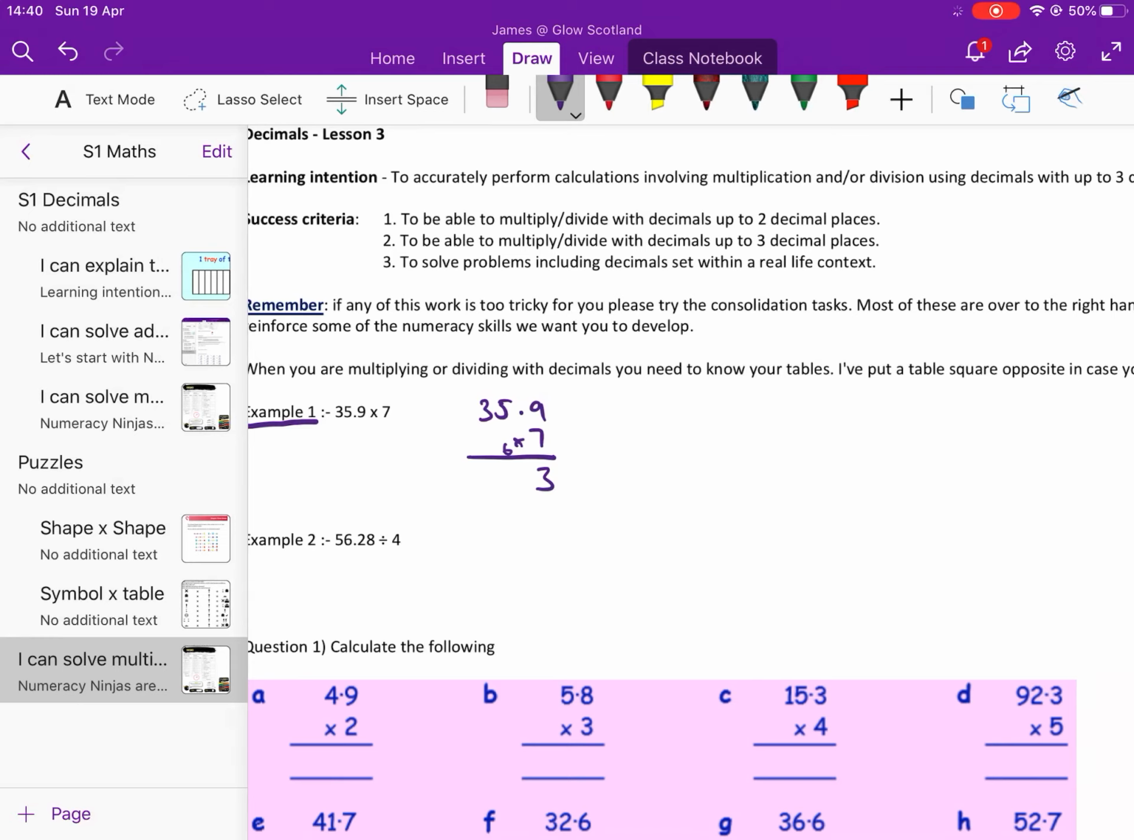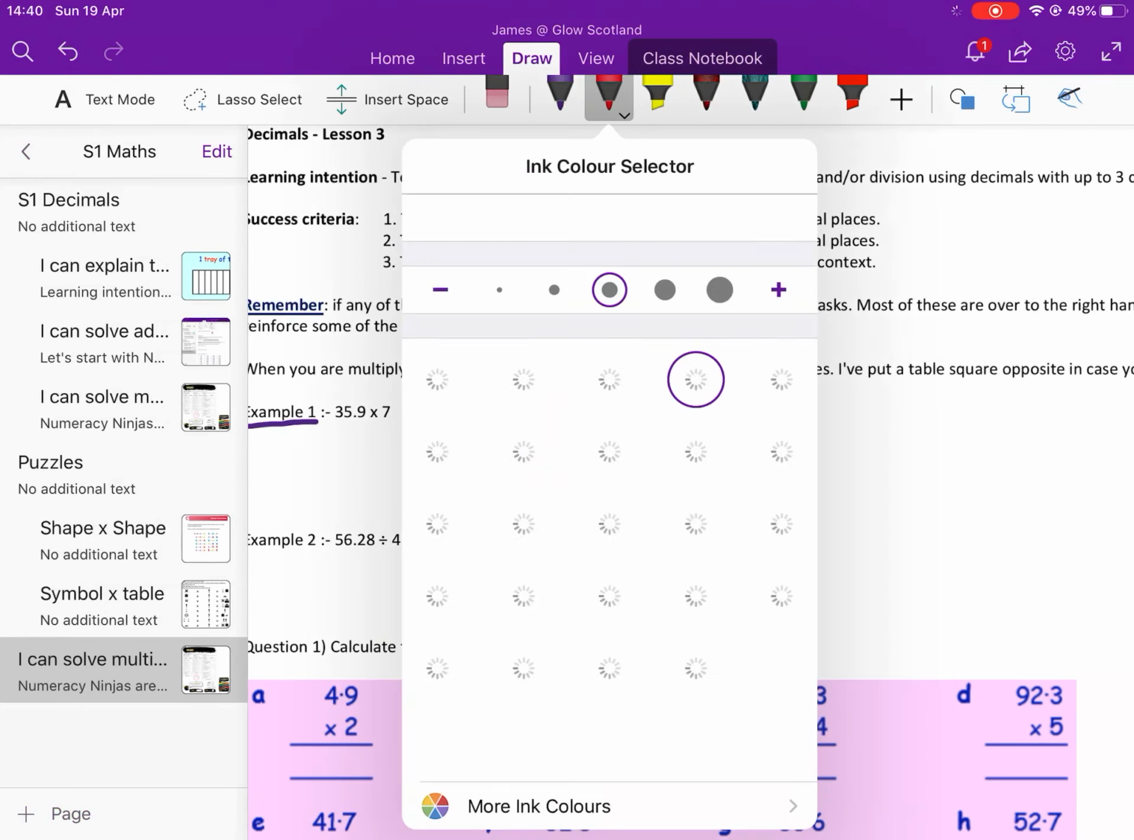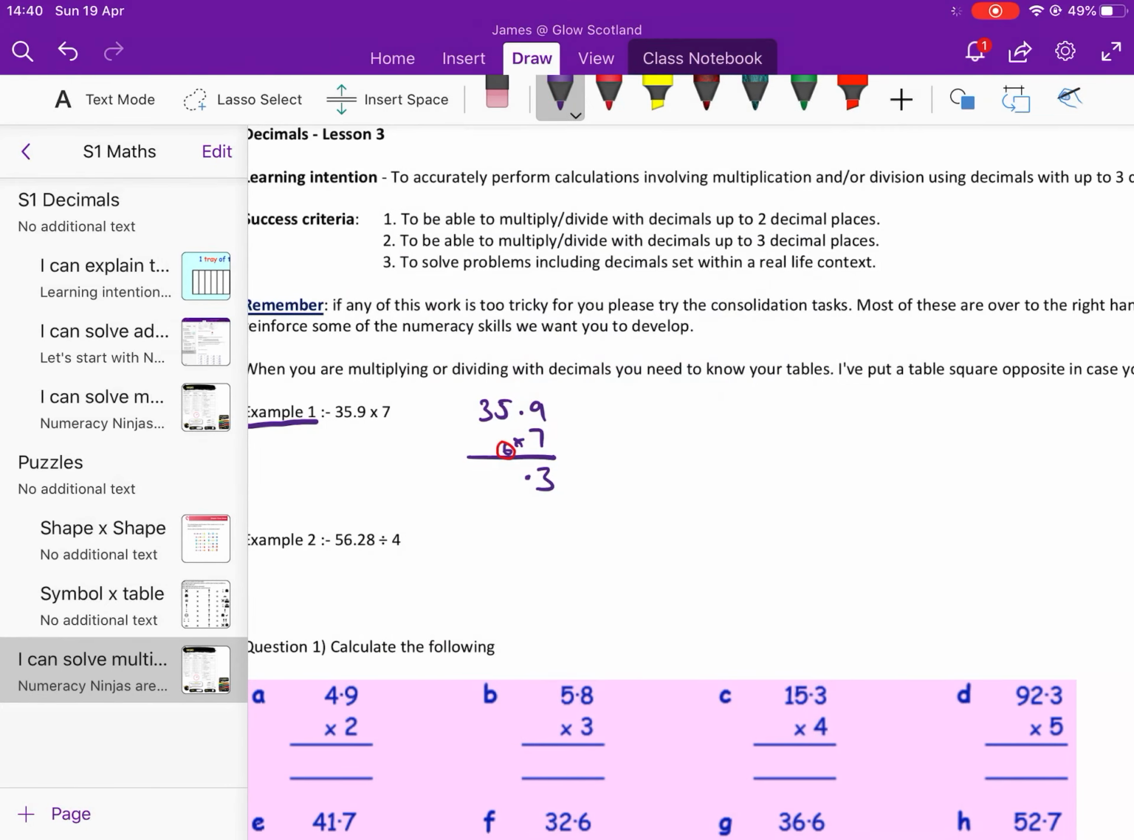The next thing I've got is my point, so I'll pop that in. Then I've got to do 7 times 5, which is 35, add on that 6. So remember to add this on, 35 add 6 is 41. So I'll pop the 1 down, carry my 4. 7 times 3 is 21, add on that 4 gives me 25. So the answer to that is 251.3.